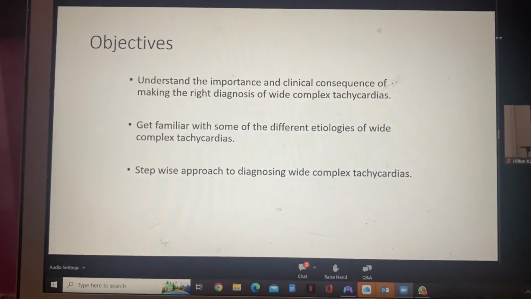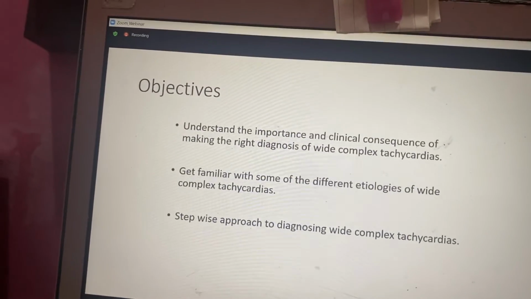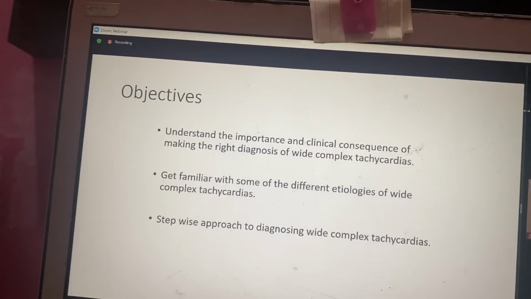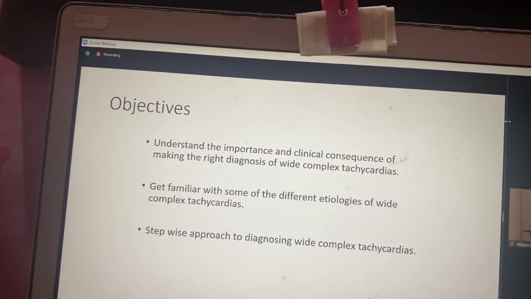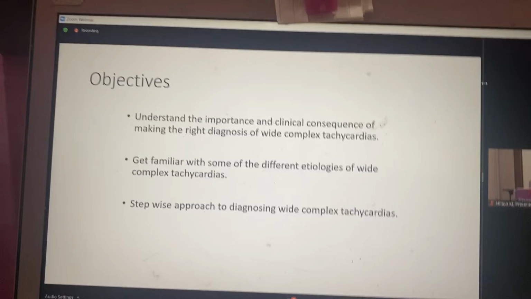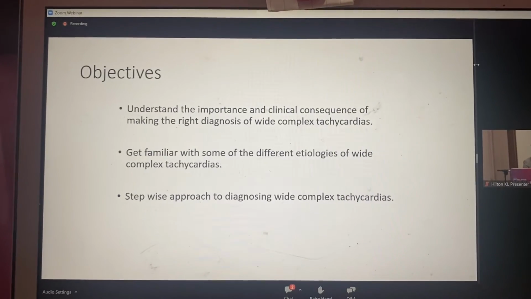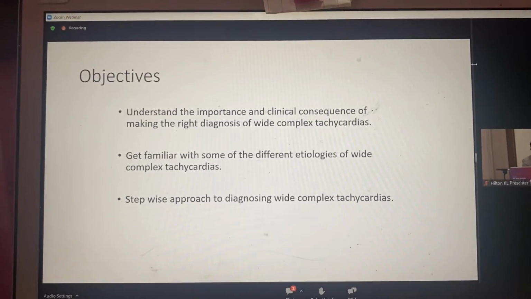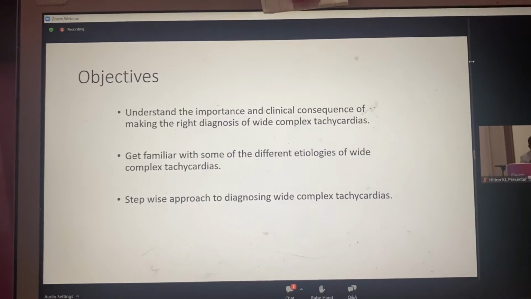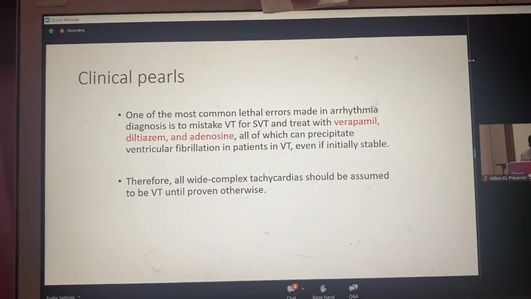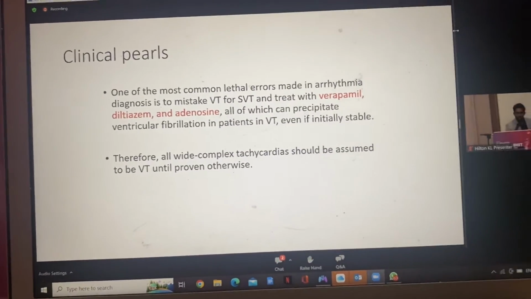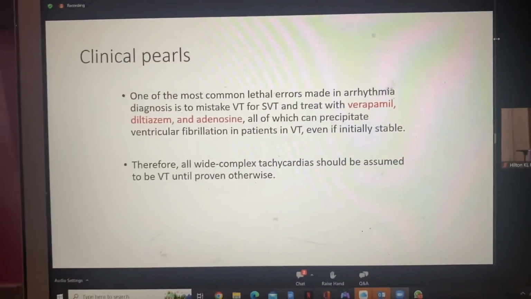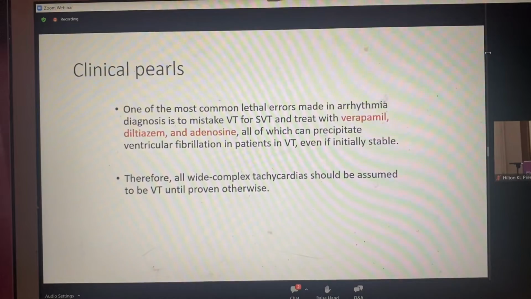My objective is to understand the importance and clinical consequences of making the right diagnosis of wide complex tachycardia and get familiar with some of the different etiologies. So what comprises this wide complex tachycardia and the stepwise approach. I'm not going to talk about the Brugada algorithm and Vereckei algorithm because I believe there are other topics later which are going to discuss SVT aberrancy versus VT.